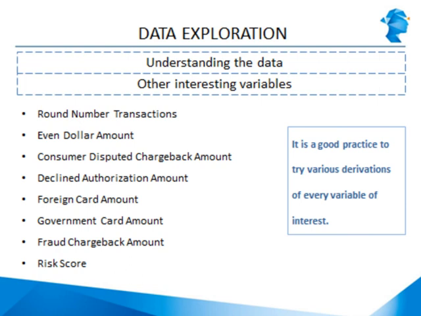Government card amount refers to purchases on government cards. This is additional information that is available in the database. Sometimes if fraud is associated specifically with government cards, this may be an indicator that can come in useful. Fraud chargeback amount relates to chargebacks that have reason codes related to fraud, which means that these are chargebacks which pertain to fraud, which means most likely these are fraudulent transactions. So this kind of an indicator is often very useful.